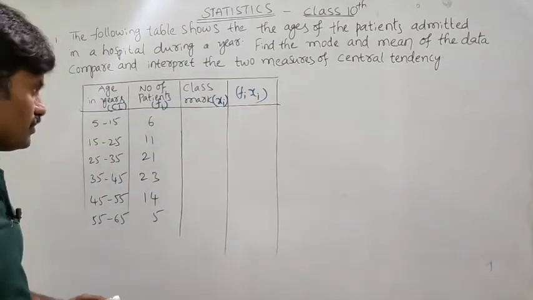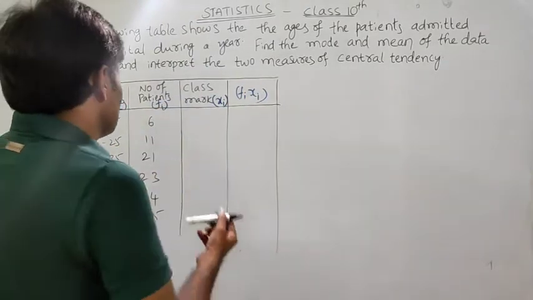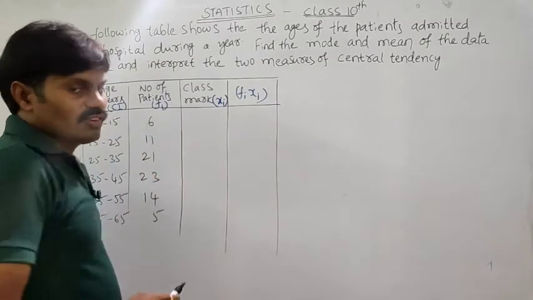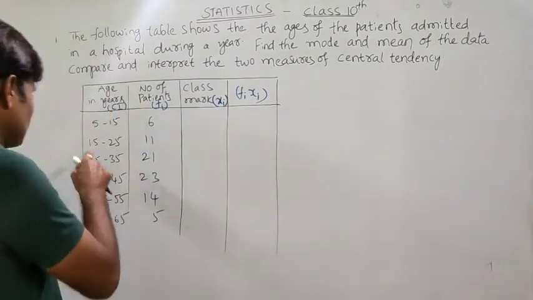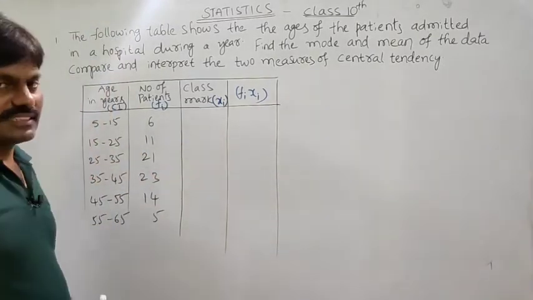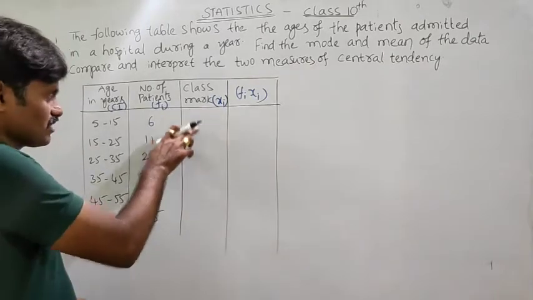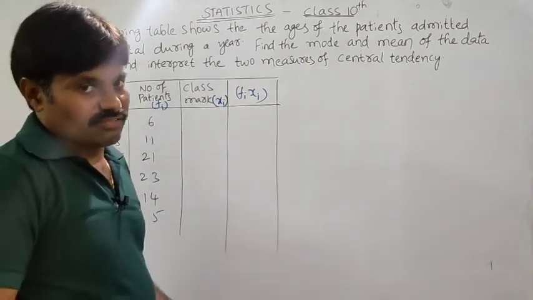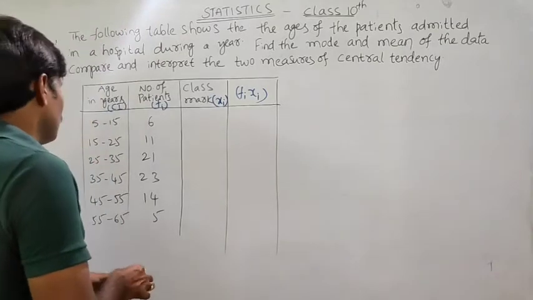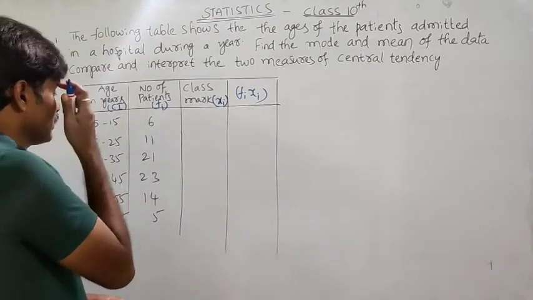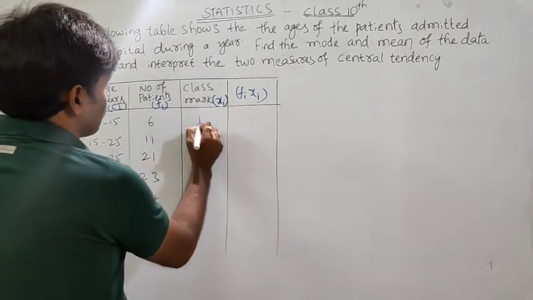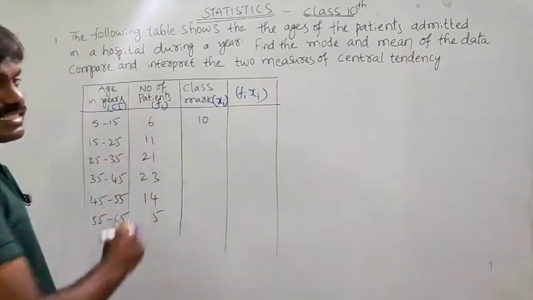Is it clear? Now see my dear children, the class mark we have to find. For 5 to 15, what is the class size? 10, 10, 10. So the class marks will also differ by 10. Now 5 plus 15 is 20, 20 by 2 is 10. So the class mark of the first class is 10.